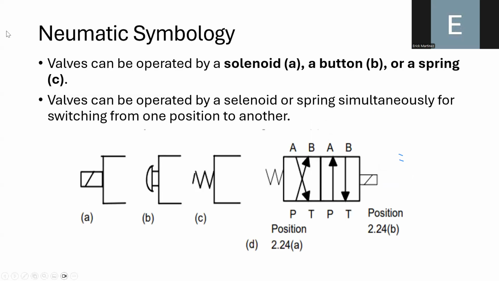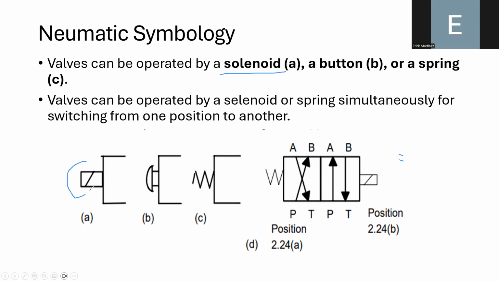Another important aspect is that these symbols also tell us about how the directional control valve will switch between positions. And we can switch the positions of the directional control valve by different mechanisms. For instance, you can use an electrical device like the solenoid.